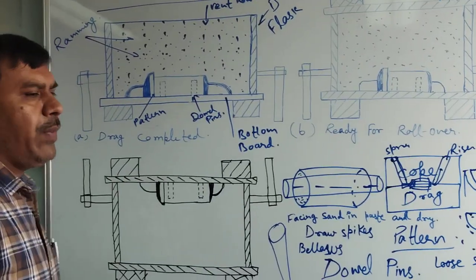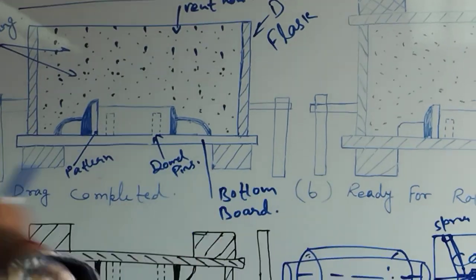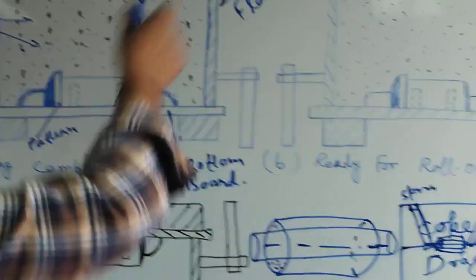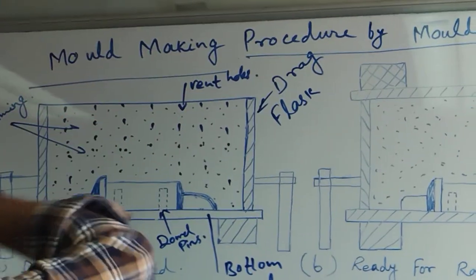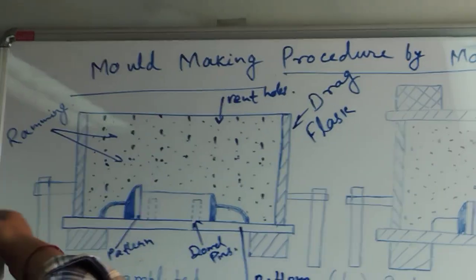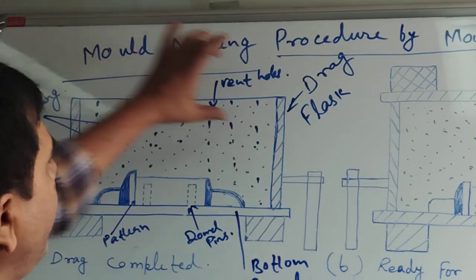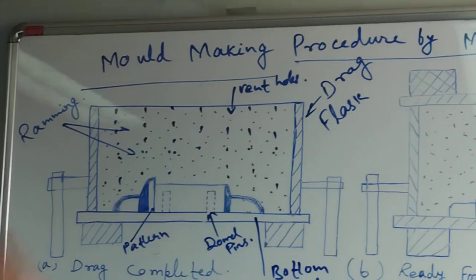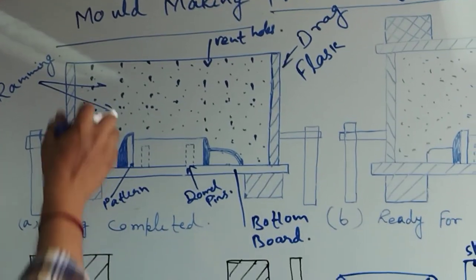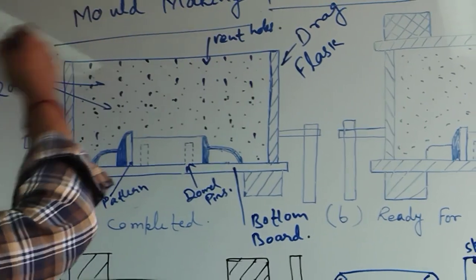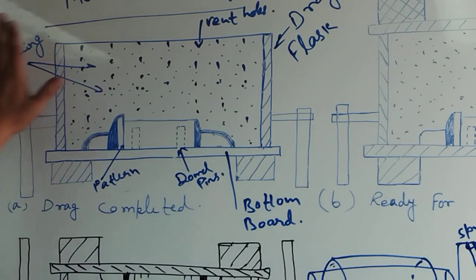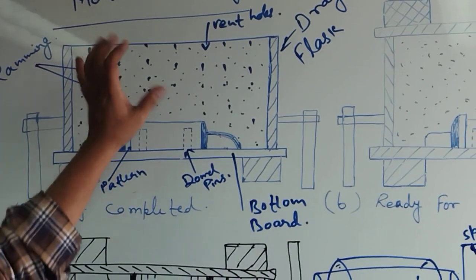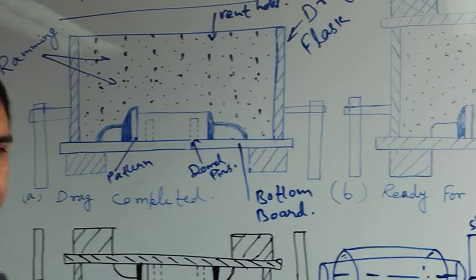A flat bar is used to strike off the excess material at the top edge of the flask, so that the excess material is removed from the top of the flask. And after ramming and striking off the top of the flask, our drag portion is approximately ready.